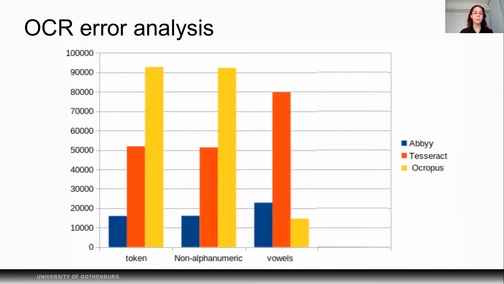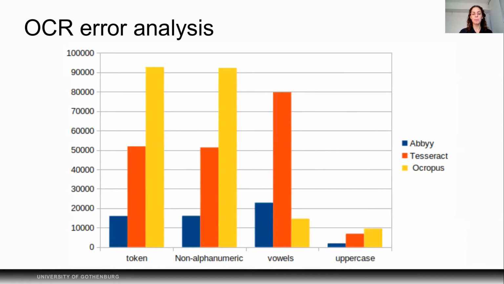Next, we compare the amount of vowels. The highest amount of vowels exists in the data produced by Tesseract, with nearly 80,000, compared to 12,000 in the Konfuzius data. We also compare the words containing more than one uppercase letter, and also here we find the highest number in the Konfuzius data, which is twice the amount of uppercase letters compared to ABBYY. This analysis suggests it might be beneficial to capture those differences in our method.